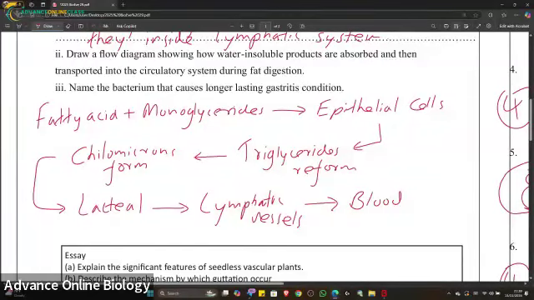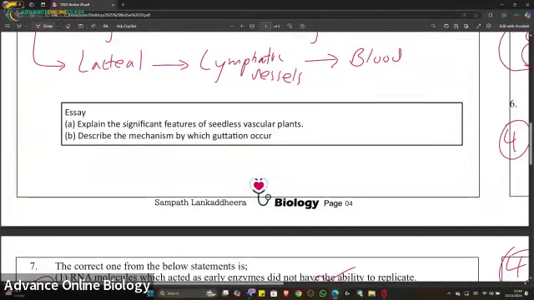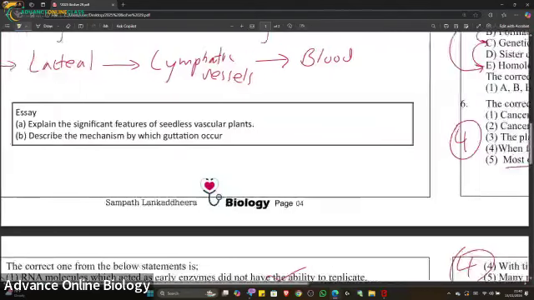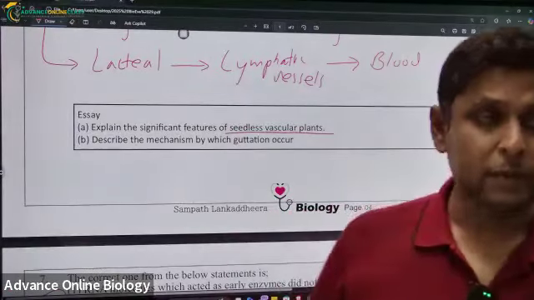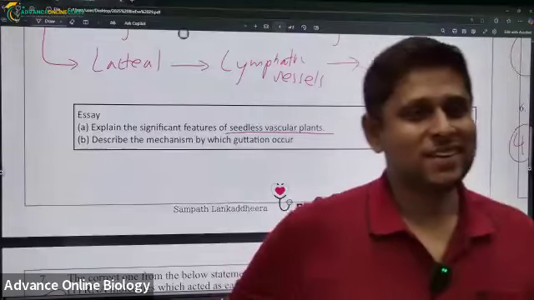All right, and then people move to the last task. Explain the significant features of seedless vascular plants. Now, you know, people, seedless vascular plants, there are some features. What are those features present in seedless vascular plants? Can you remember, people?